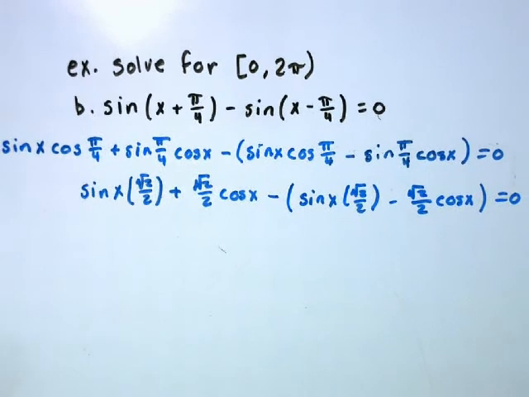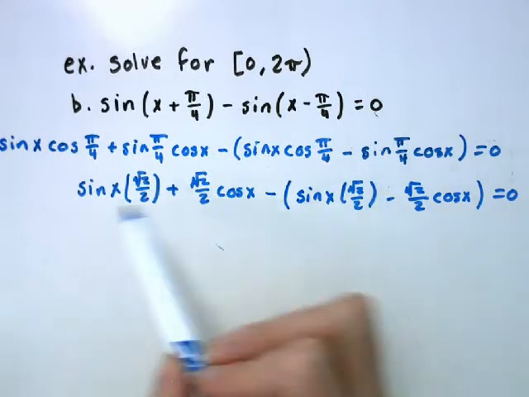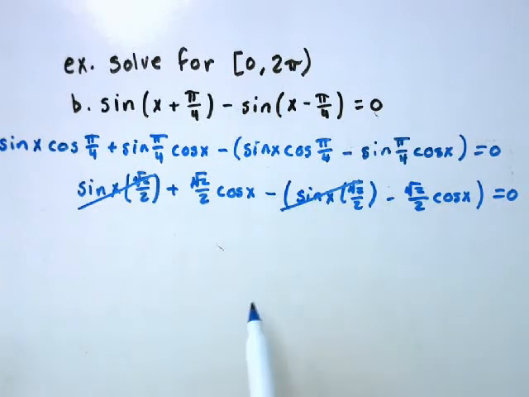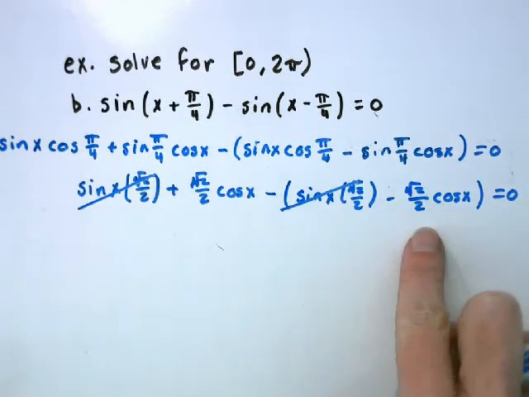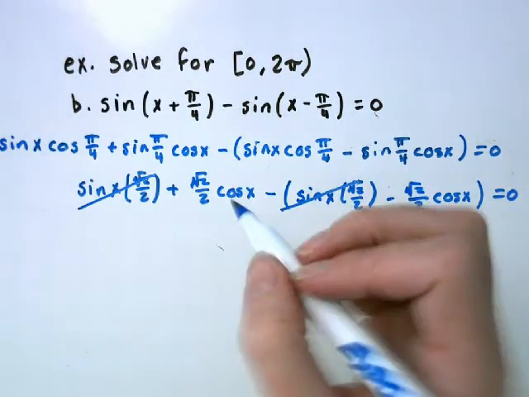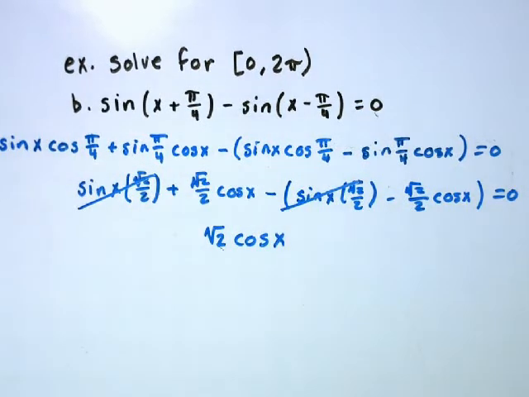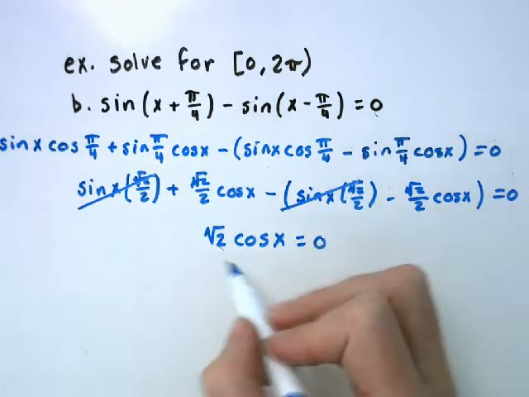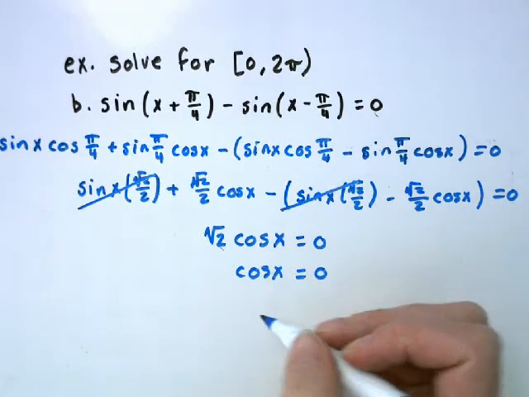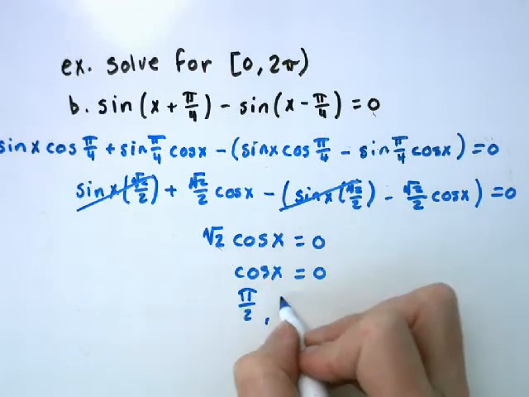Okay, well this minus, I've got a sine x root 2 over 2 minus sine x root 2 over 2. So those are going to go away. And then we have root 2 over 2 cosine minus a negative. So we're going to be adding root 2 over 2 plus root 2 over 2, which would be root 2 over 2 times 2, or just root 2. So cosine x equals 0. And between 0 and 2 pi, that's going to be at pi over 2 and 3 pi over 2.